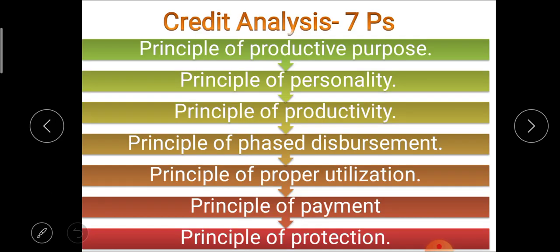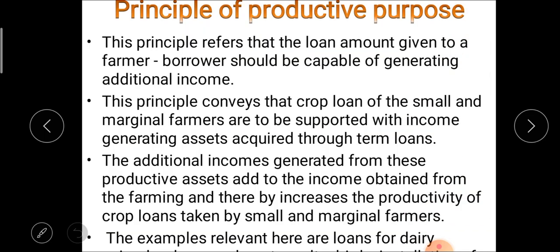So these 7 P's are: first, principle of productive purpose; principle of personality; principle of productivity; principle of phased disbursement; principle of proper utilization; principle of payment; and the last one, principle of protection. So we will see these 7 principles one by one. The first one is the principle of productive purpose.